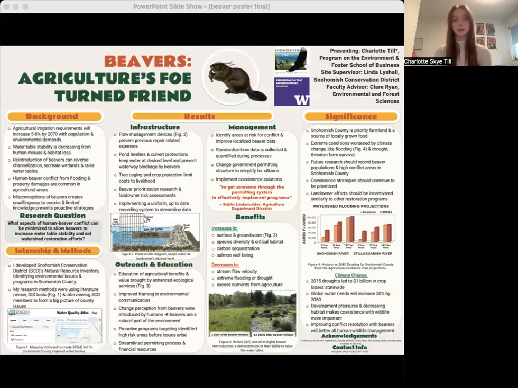lower repeated expenses. A diagram of a pond leveler is pictured below, displaying the tube that goes through the dam, keeping water at the desired level, and the cage that prevents beavers from blocking the intake tube. Tree caging and crop protection are also able to limit costs to livelihood and protect landowner value.